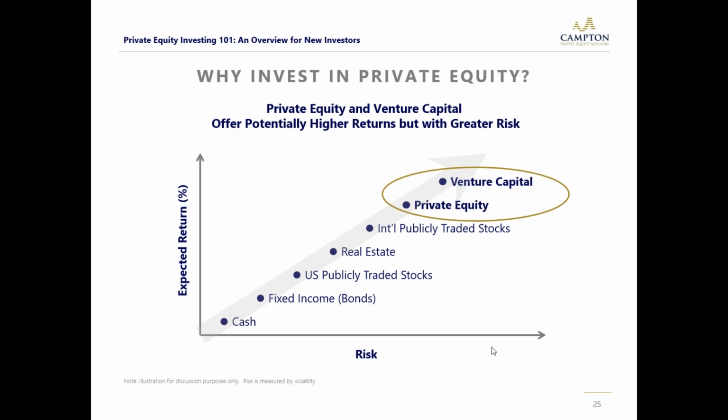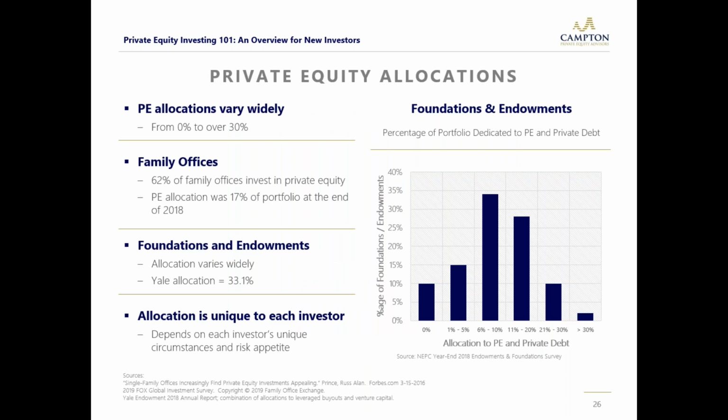Okay, now that we've talked about why to invest in private equity, the next question is how much should you invest in private equity? The answer is that it's different for everybody. What I tell people is your allocation could be anywhere from 0 to over 30%. As an example, the largest sovereign wealth fund in the world has no allocation to private equity, whereas Yale University, a pioneer in investing in private equity, has an allocation of over 30%. So it really varies depending upon the individual circumstances of each investor.